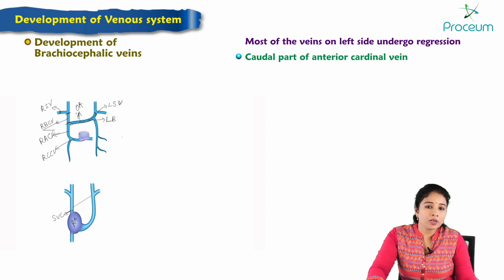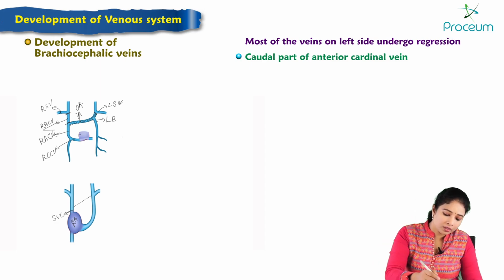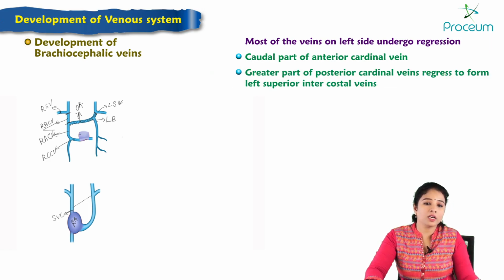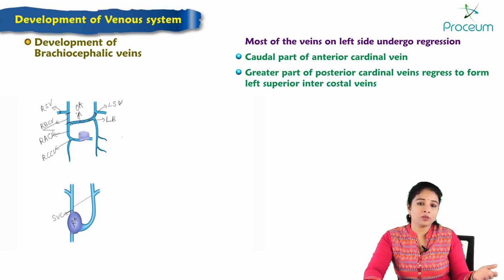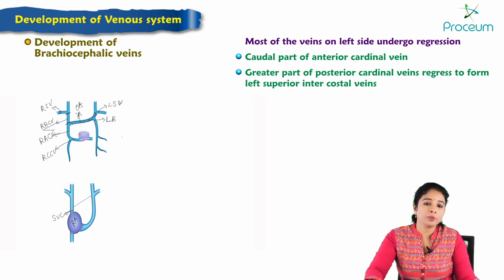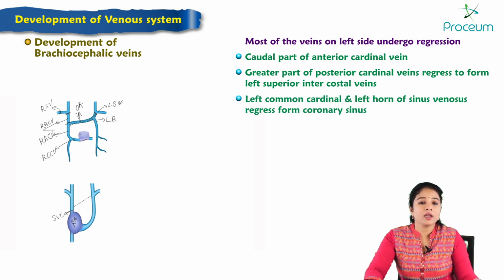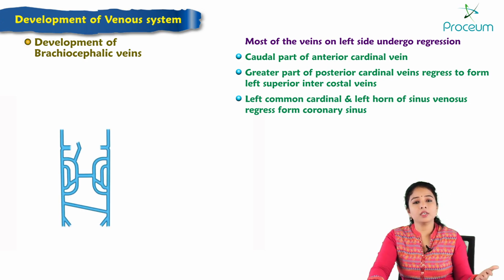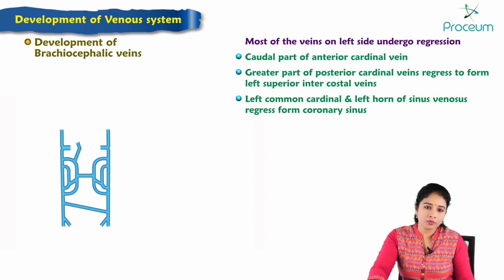That is the caudal part of the anterior cardinal vein, which is also regressed, and also the greater part of posterior cardinal veins regress to form the left superior intercostal veins, and the left common cardinal vein and the left horn of sinus venosus regress to form the coronary sinus. So till now we have seen the anterior cardinal veins and how they regress and form the veins of the upper part of the body.